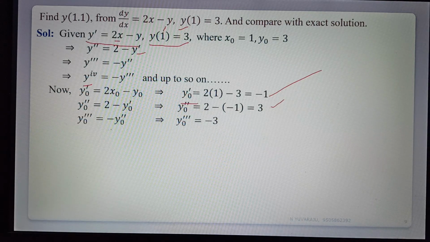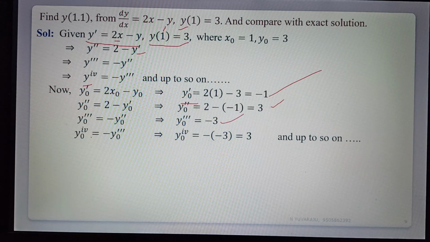Next, y triple dash is equal to minus y naught double dash, which is equal to y naught triple dash, which is equal to minus 3. So the fourth derivative y naught is equal to minus y naught triple dash, which is minus of minus 3, equal to 3, and so on. Substitute all these values as initial values.